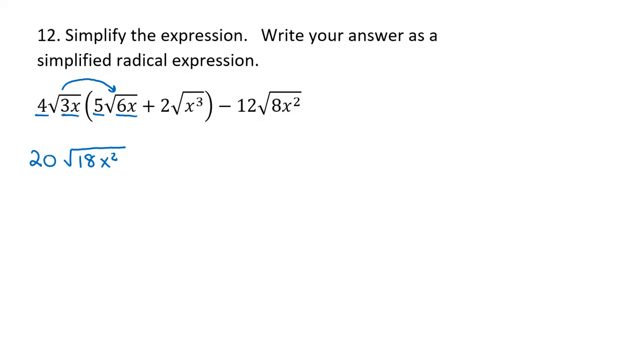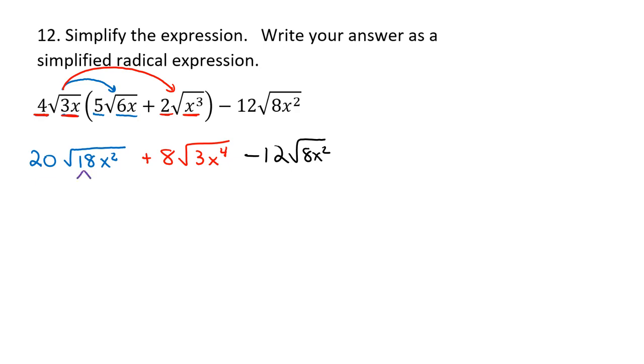And then we're going to now do that to the next term in the parentheses. So we're going to multiply the outside numbers. We're going to multiply the inside numbers. Then we have our minus 12 square root x, 8x squared. Now we need to start simplifying our radicals to see if anything would be able to be added after we do that.